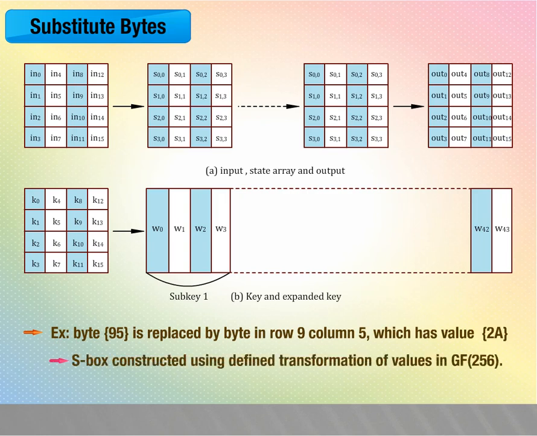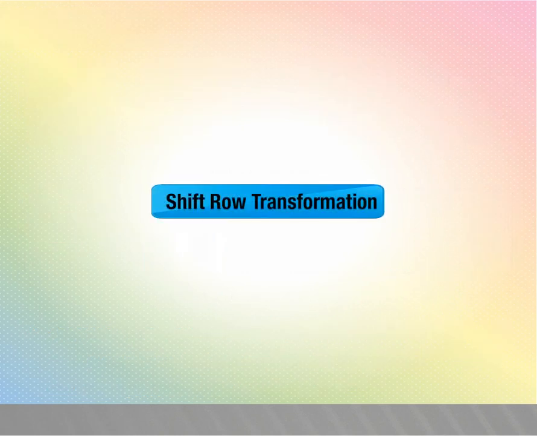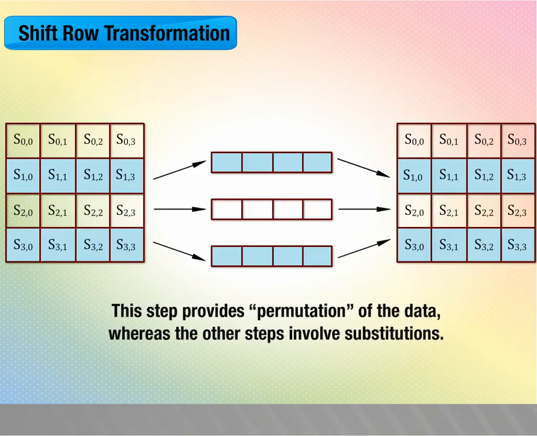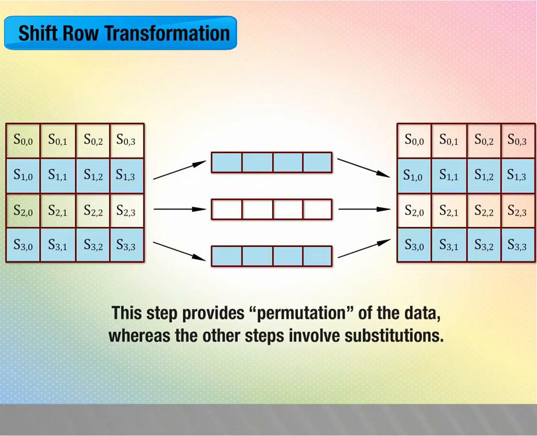The S-box is constructed using a defined transformation of values in GF(2^8). It is designed to be resistant to all known attacks. Shift row transformation. This step provides permutation of the data, whereas the other steps involve substitutions.